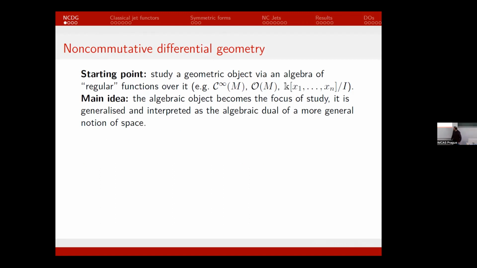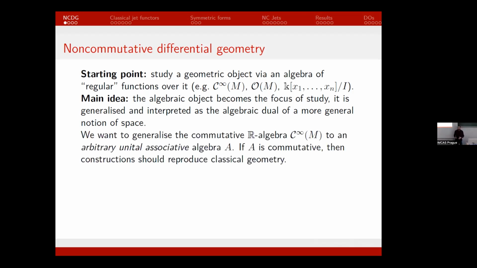Okay. So as I was saying, we remove the axiom of commutativity. So instead of taking a commutative algebra of regular functions, we take a generic associative unital algebra over a commutative ring K. There are several approaches to non-commutative geometry, but the one that we are using, in a sense, restricts well to the classical case. So the idea is that if we have something that already has a classical meaning and we want to generalize it, we want this generalization to be compatible with the classical one.